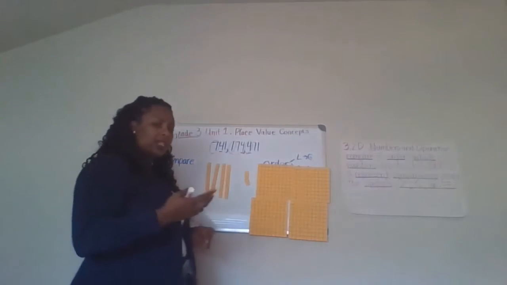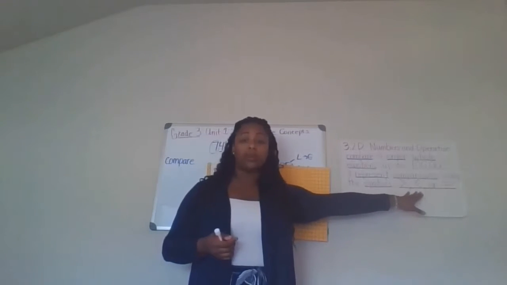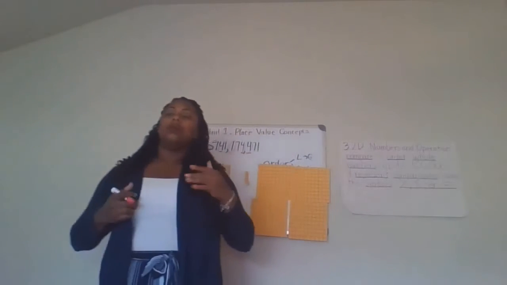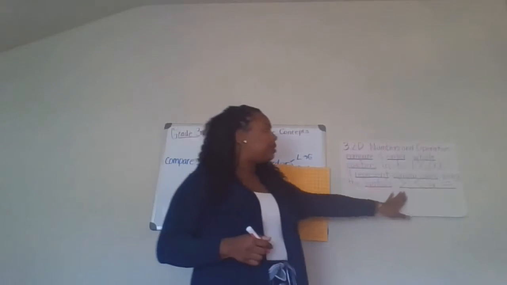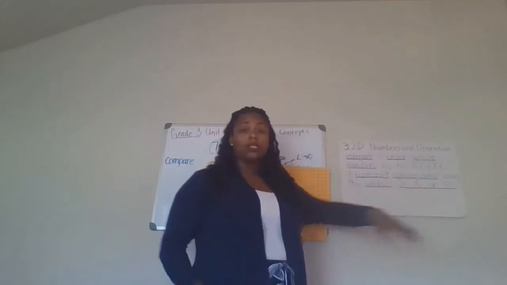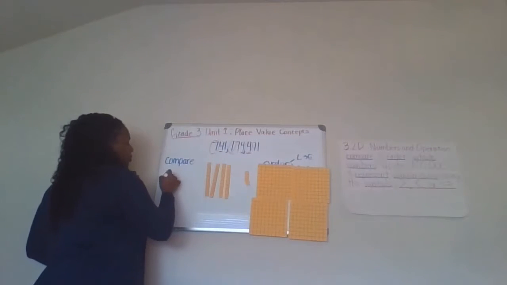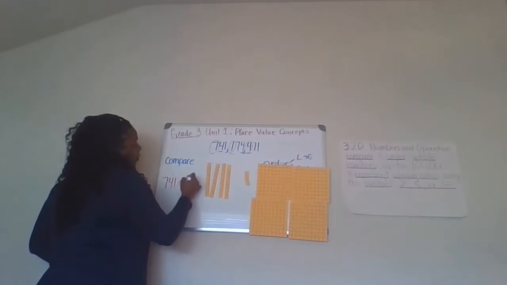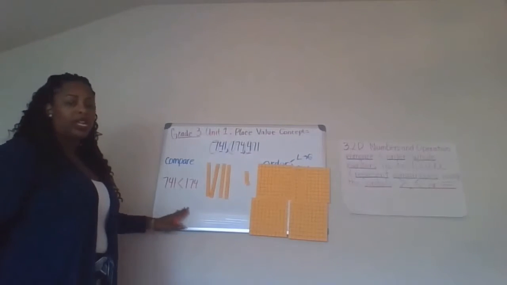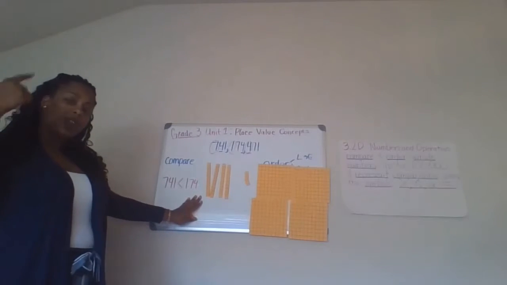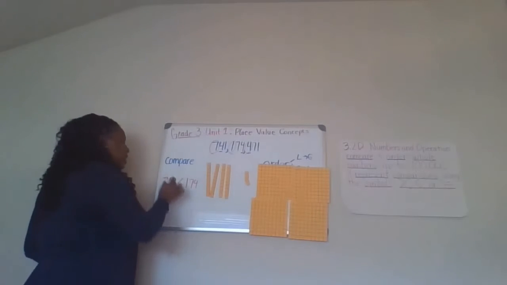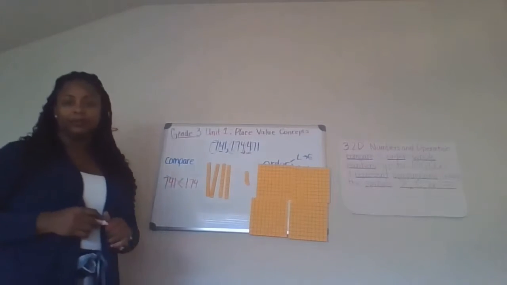The second thing that we talked about earlier is that they have to know what the symbols mean. Yes, they can rely on the fact that the alligator's mouth is always wanting to eat the bigger number. However, they need to know individually what each one of these symbols means. So if I were to write a comparison sentence on the board, they should be able to tell me if it is true or not when they read it. 741 is less than 174. They should be able to hear that out loud, read the symbol, and know that this is not a correct comparison.